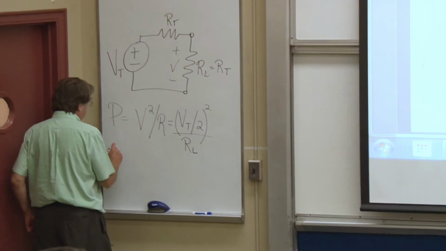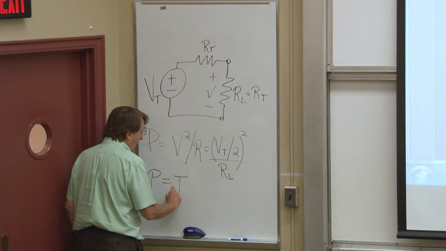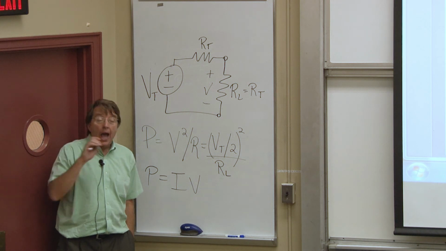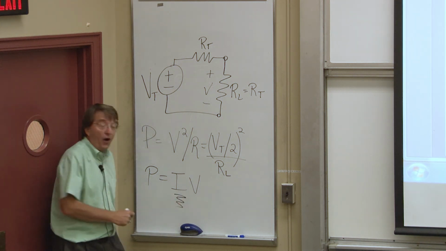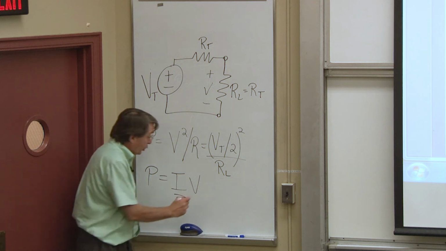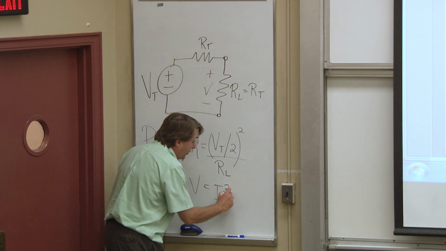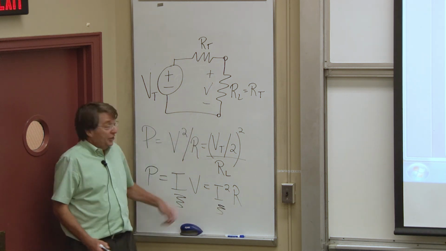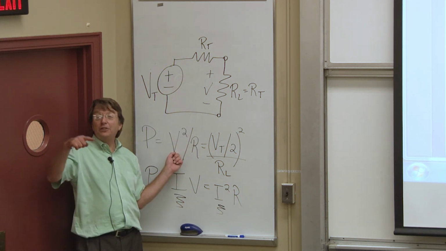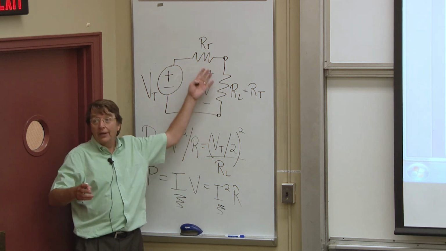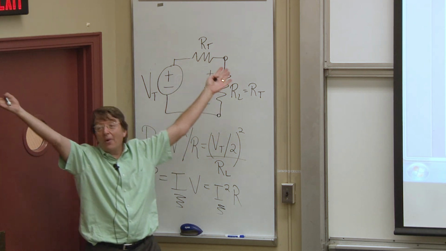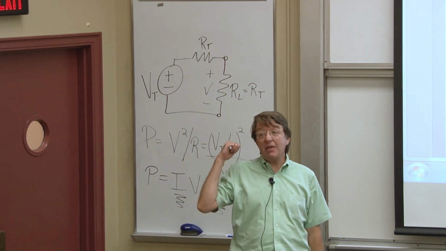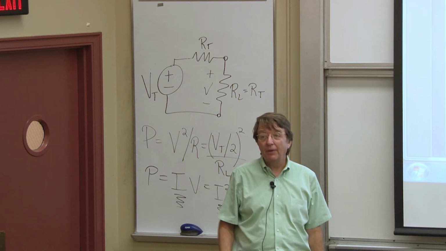The question is, could I use I times V here? Absolutely, you can. However, you now have to solve for I. Now, you could also use I squared R. But again, you got to solve for I. This is the easiest because V is always, for maximum power transfer, V Thevenin over 2. Done. You'll get the same answer, but it's an extra step.